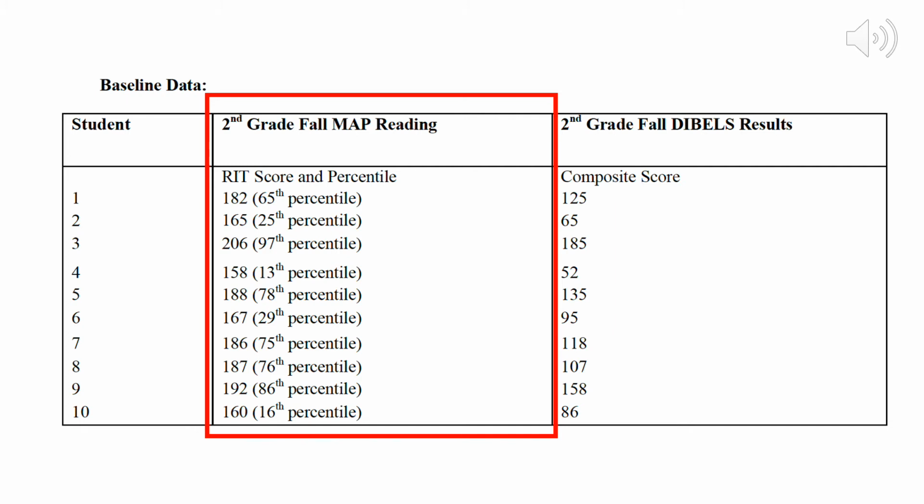I first want you to look at second grade fall MAP data, which I've enclosed in the red text box. You'll notice that there are only 10 students in this data set, and they each have a fall MAP score, like 182 for student number 1, as well as a percentile rank. So please remember what the percentile ranks mean. The higher the percentile rank, the better. If you have a 50th percentile rank, you're scoring as well or better than 50% of your peers. If you have something lower than that, you're probably below average. So just take a second to review these data just for the MAP reading.